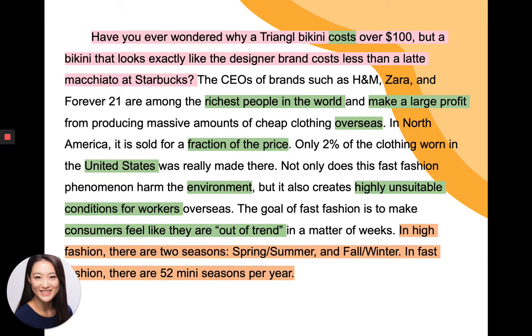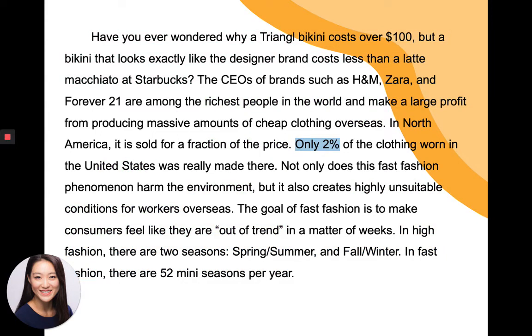We know that the thesis should be claim plus how plus so what. This is their thesis. In high fashion, there are 2 seasons, spring, summer, and fall, winter. In fast fashion, there are 52 mini seasons per year. Now, I think that latter statement is a commentary of there being 52 weeks in a year, so they're adjusting the high turnaround. Again, it's very confusing for the reader to have to piece this together. Not only is the point of the statement unclear, but this is not a thesis. We're not quite clear what the specific topic is, we're not clear what their position is, and what their 2 arguments will be, and why the reader should bother caring about this issue.